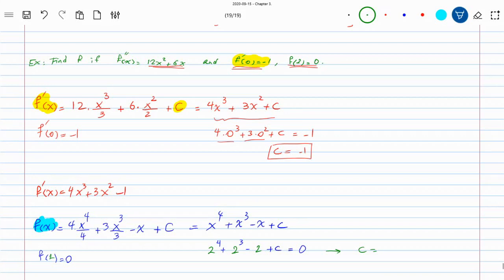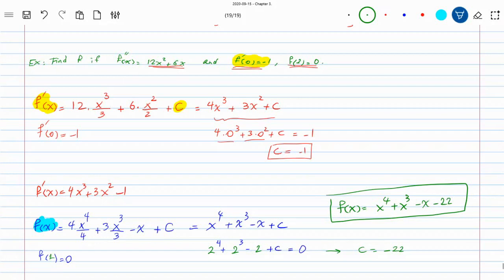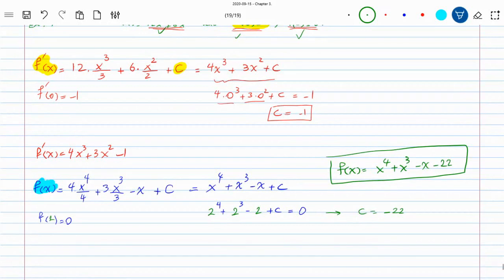8 and 16 minus 2. So 8 and 16, that's 24 minus 2. C becomes -22. So what we found is f of x equals x to the 4th plus x cubed minus x minus 22. And here is a particular f function that satisfies all these properties. And that should be the only function that satisfies all those.